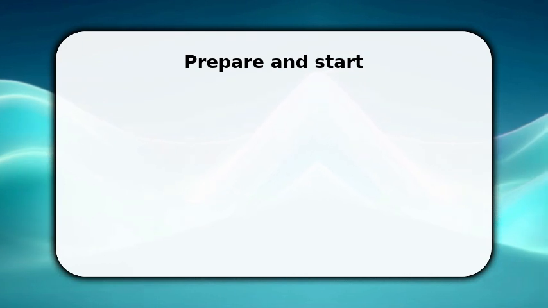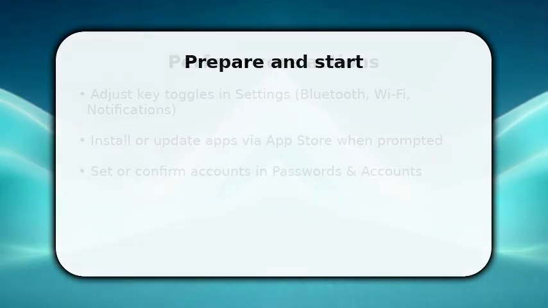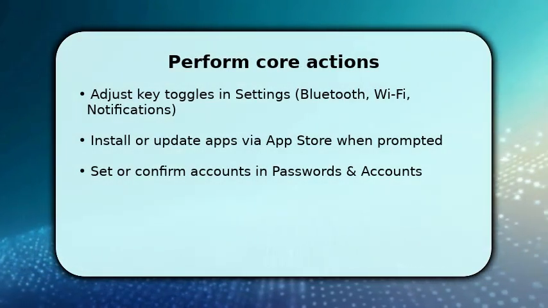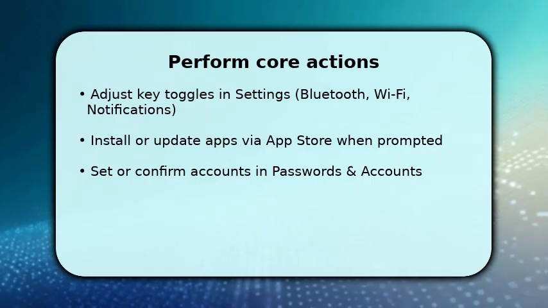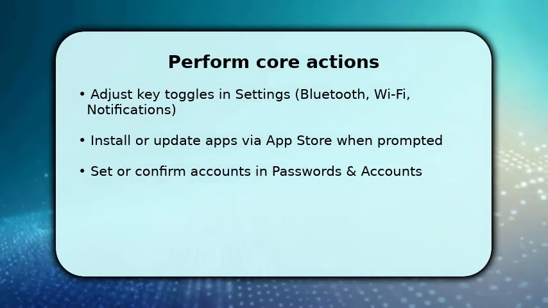Once in settings, change the specific toggles you require. Enable Bluetooth to pair, turn on Wi-Fi for downloads, and set Do Not Disturb if you need focus. Then open the App Store to install or update essential apps. Updates often fix bugs and enable features.